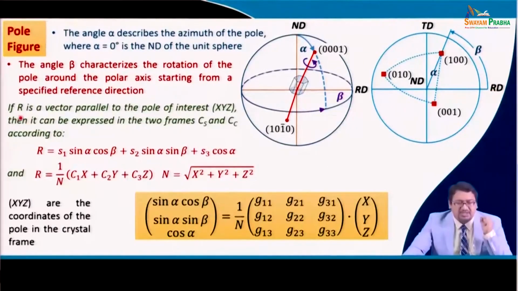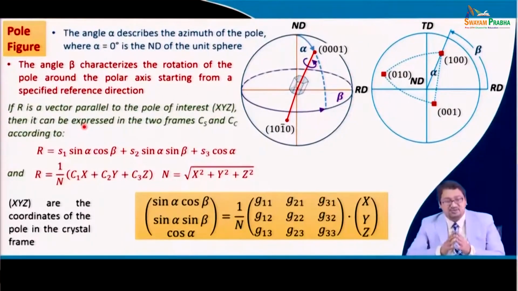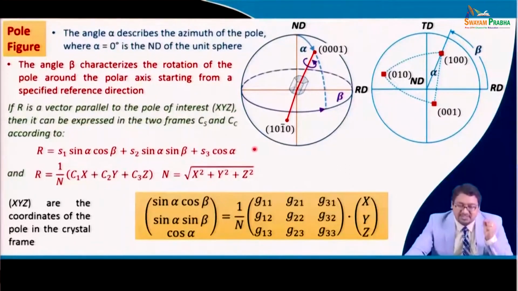So if R is a vector parallel to the pole of interest, like this is 001, and this is 100, that is some plane, say xyz plane or xyz pole, then it can be expressed in terms of 2 frames of reference: the sample frame of reference, which is CS, and the crystal frame of reference, which is CC. So let us express this R in terms of the sample frame of reference. R is basically equal to S1.